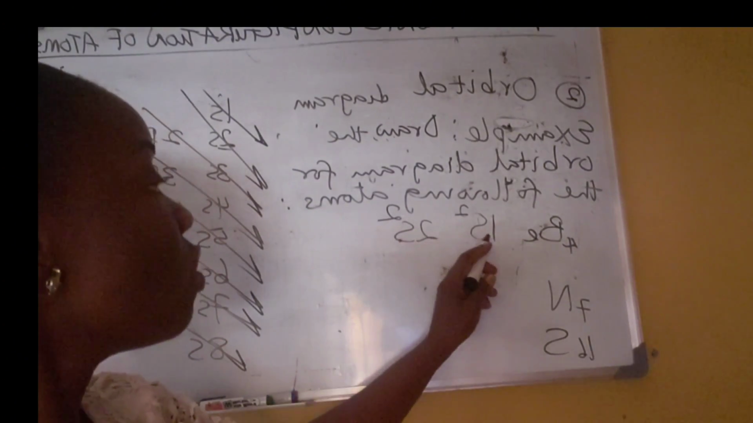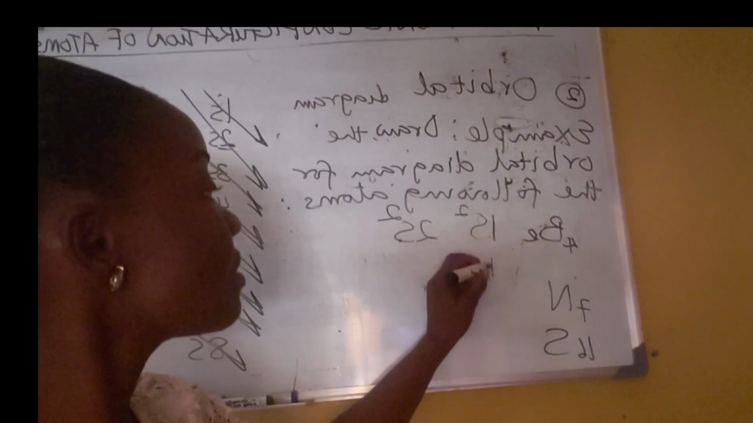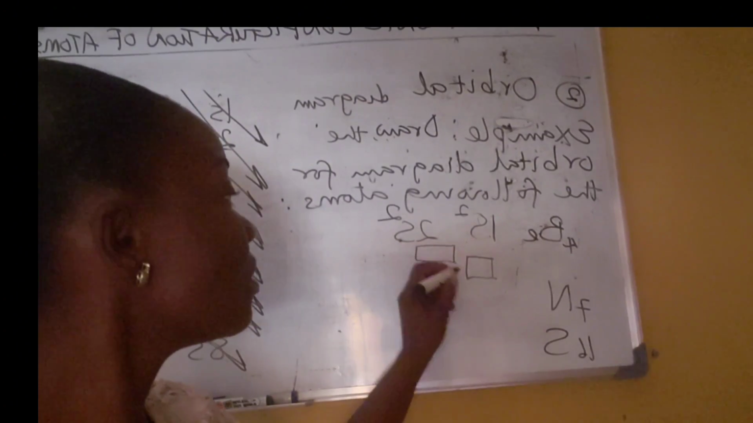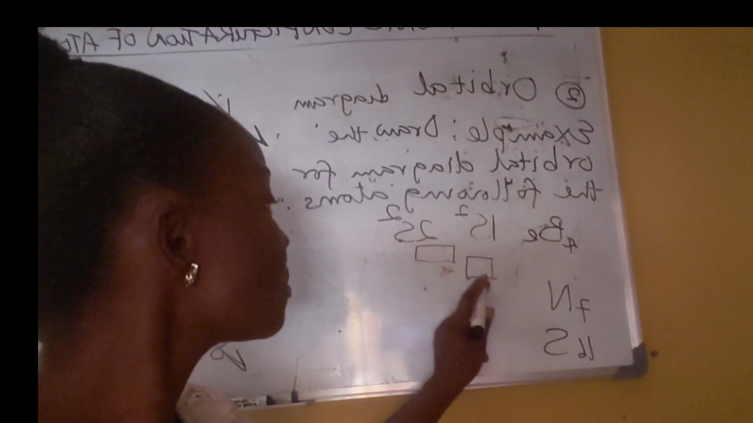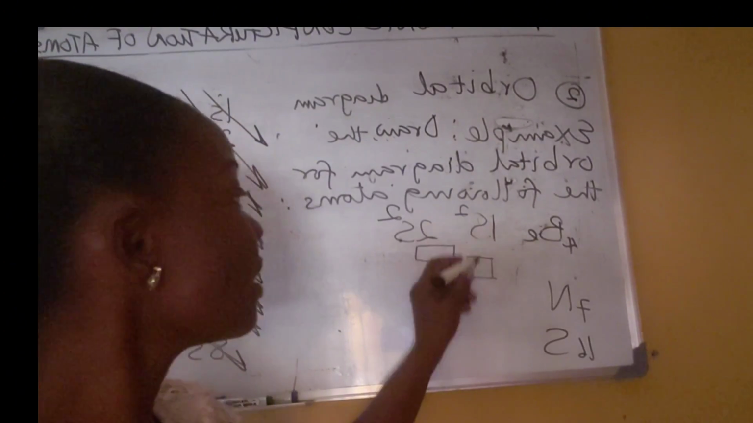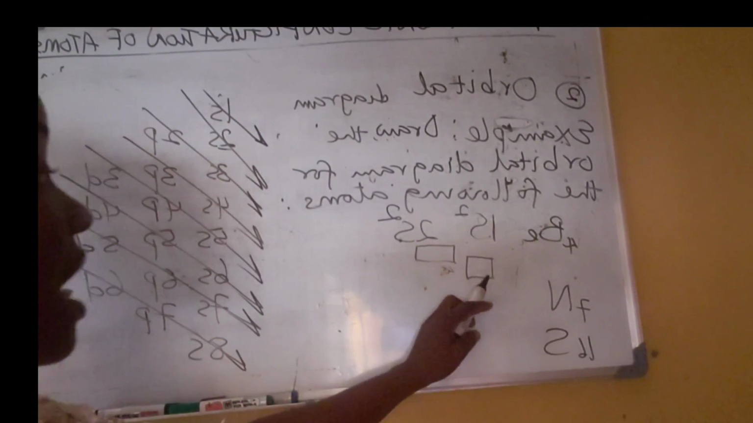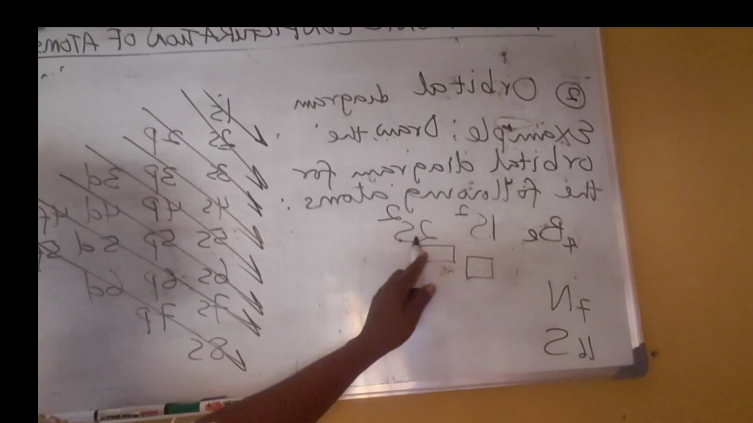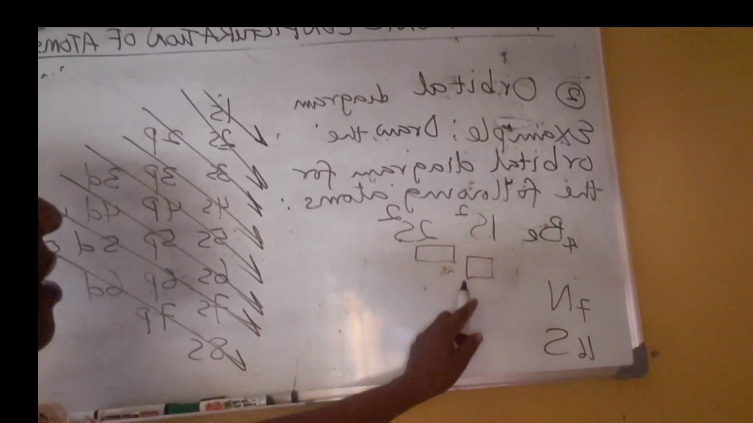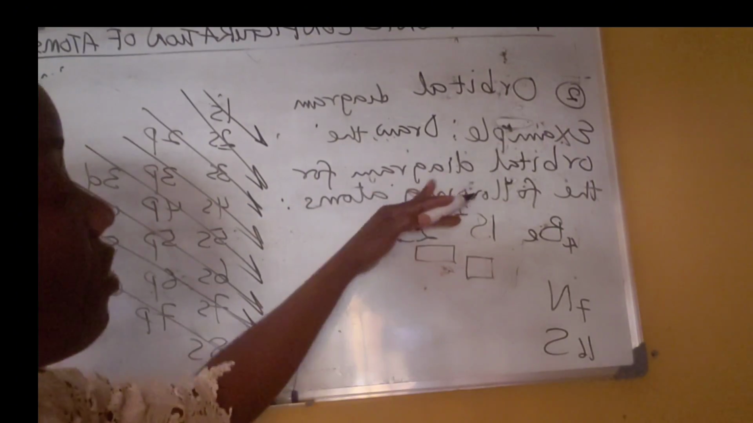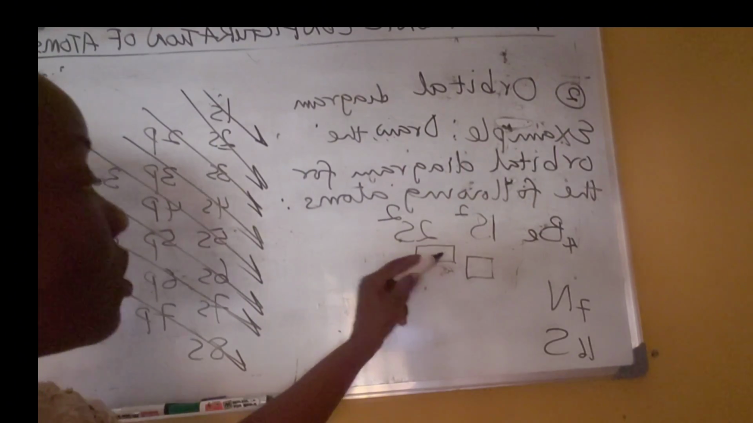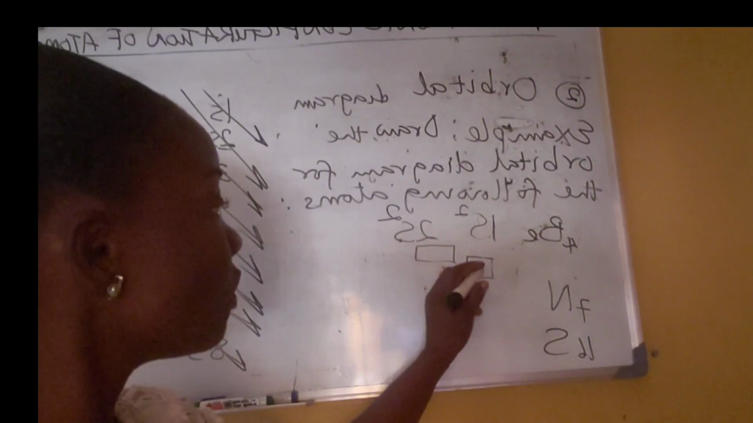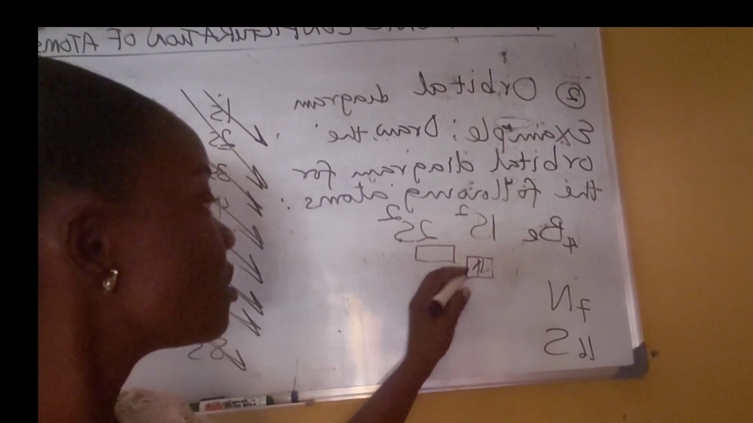Then we can also draw it like this. You can decide to put it in boxes, so that this is 1s. Let me write it. The reason why I drew it this way is because 1s is lower in energy than 2s. So I draw the 1s at the base, then I move a little up to draw the 2s, showing their gradation in energy.